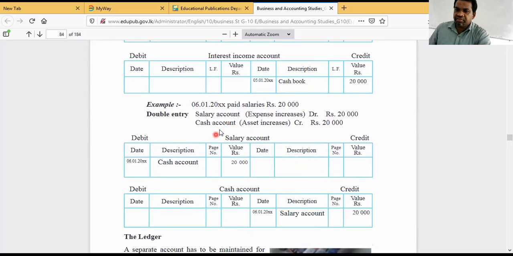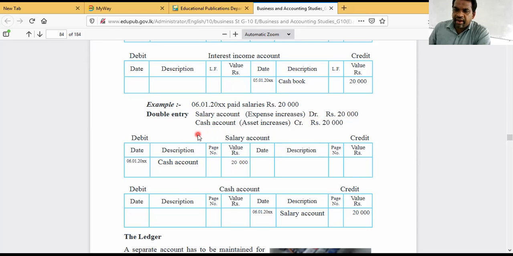Next one, 6th January paid salaries 20,000. Salary comes under expenses. When the business pays salary, then expenses increase. The principle behind that, when there is an increase in expenses, we have debit. That is why they have debited salary account DR 20,000.